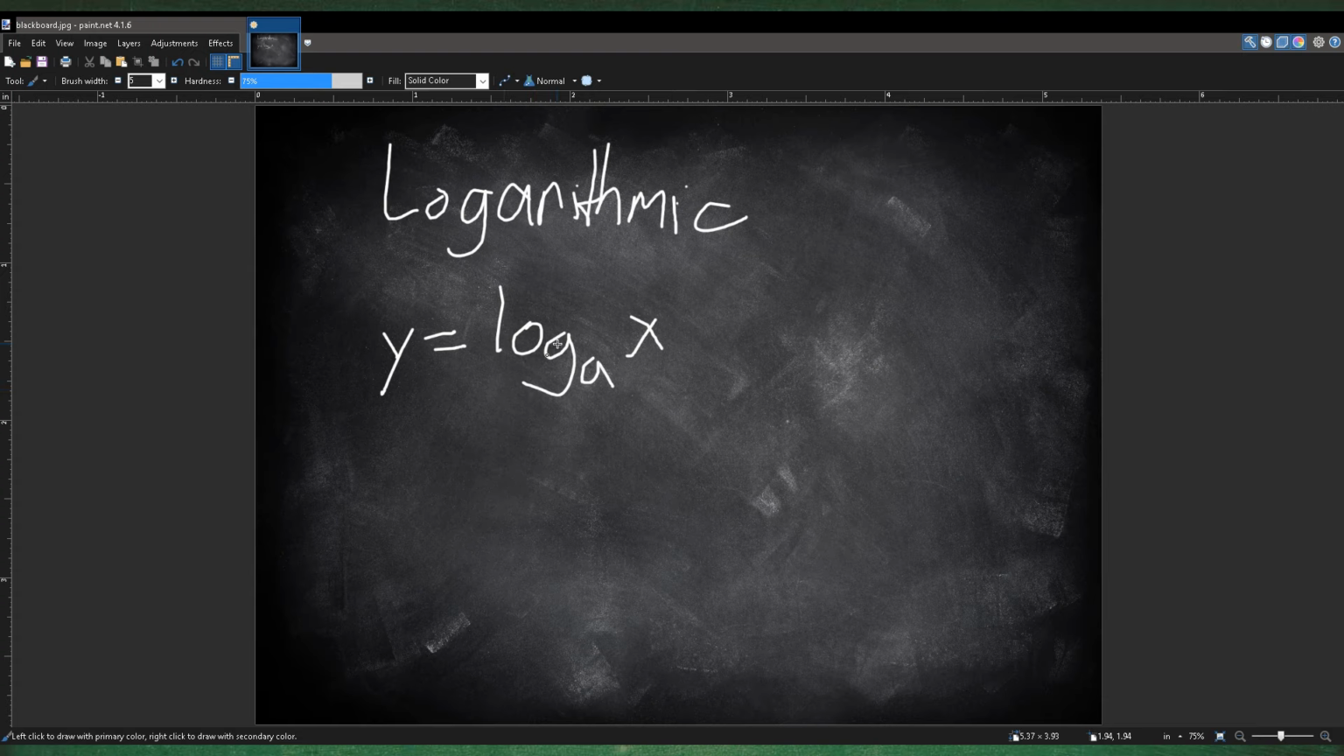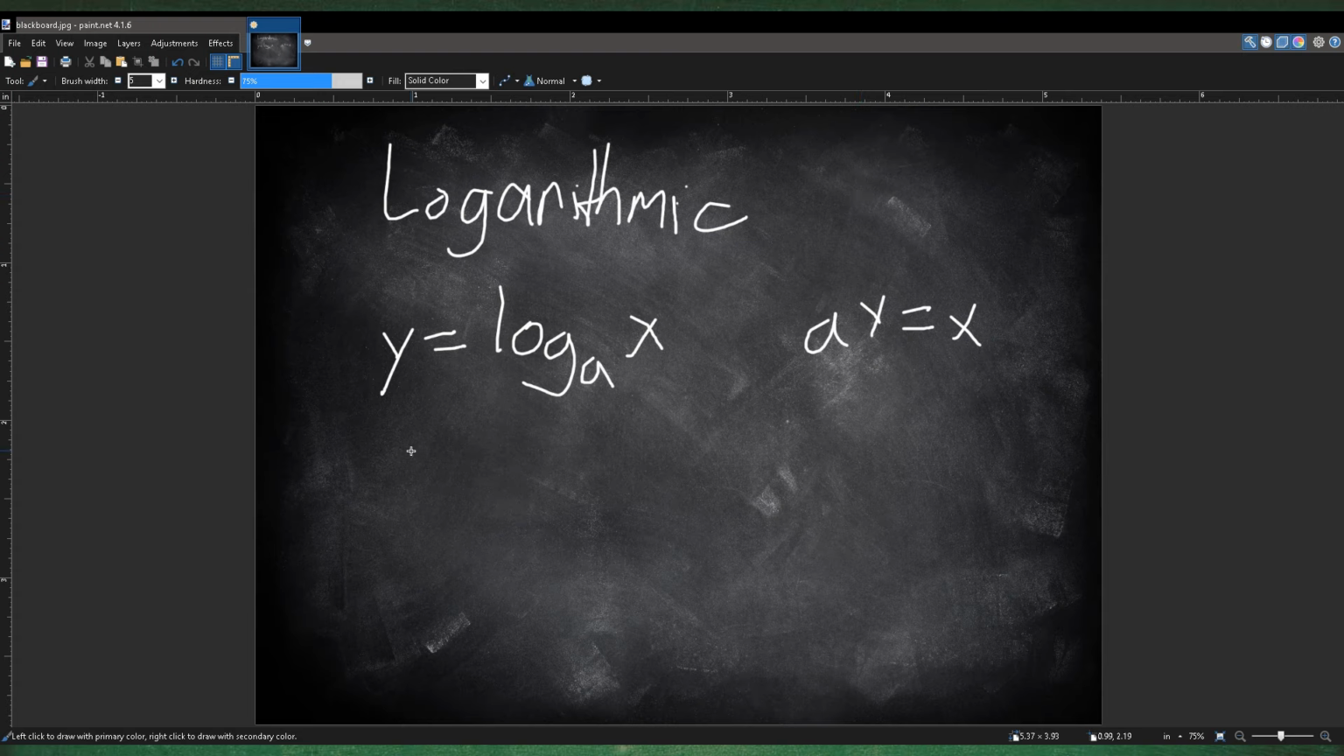The reason they write it this way is that this form is the same thing as saying a to the power of y is equal to x. So let's do some practice with this. I'll write out the property here first: a to the power of y is equal to x.